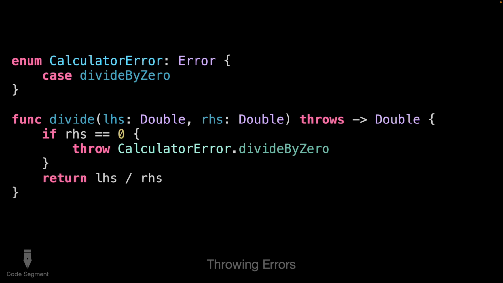And then here we return left-hand side divided by right-hand side, because we can just do that because we feel safe, right? So basically, we just don't have to worry about it, because we know that because we threw, we left the function, we're not continuing to execute the function lines, and we'll never hit the return.